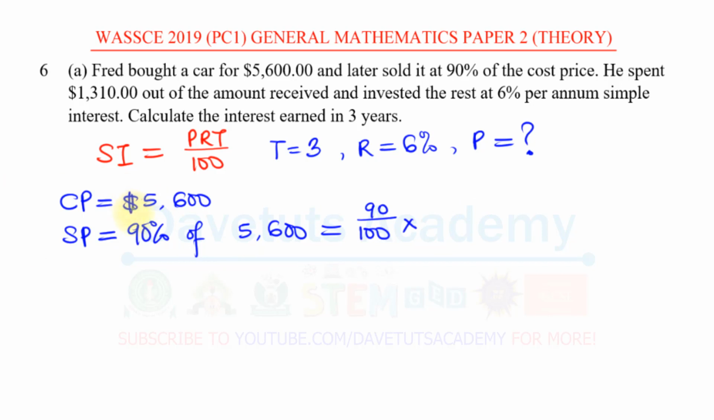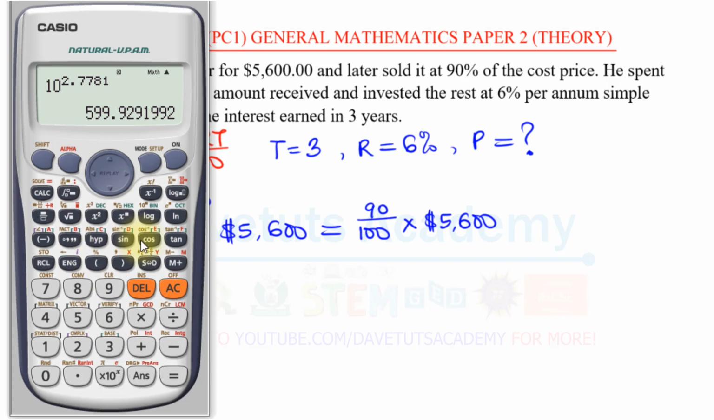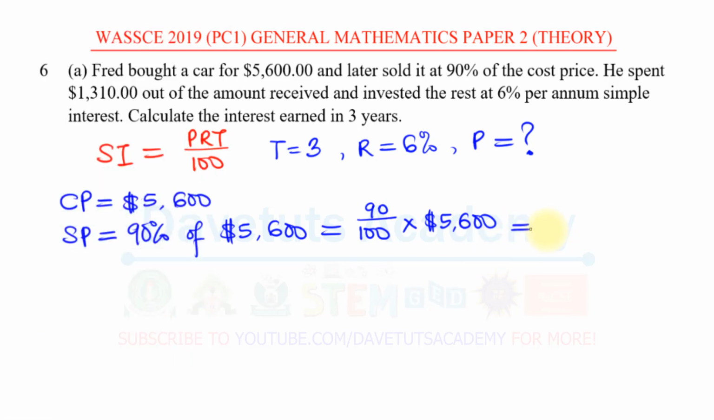So it is dollars, so times $5,600. So let's take our calculator to work this out. So we have 90 times 56 divided by 100. That's $5,040. So this is $5,040. Okay. Why am I writing naira again and again? Please don't make that silly mistake in your question.